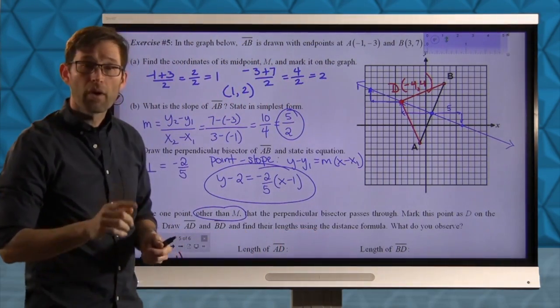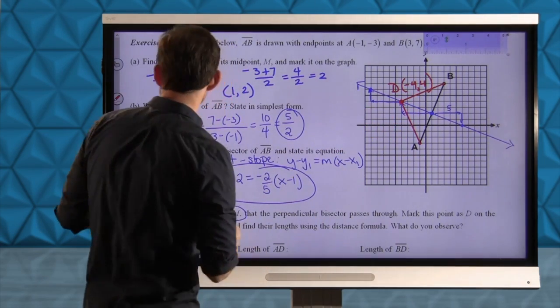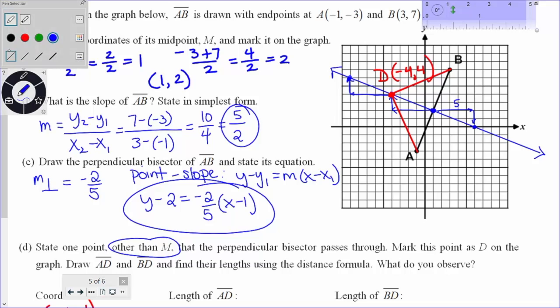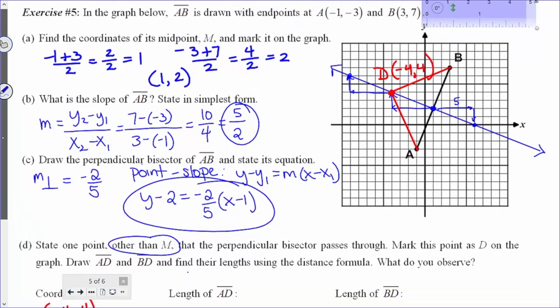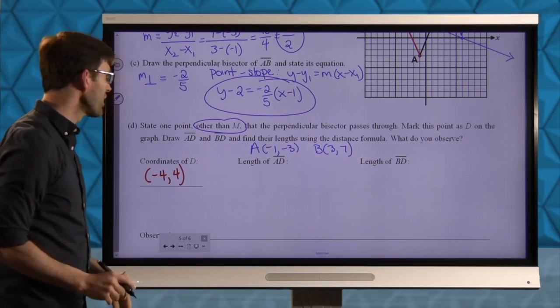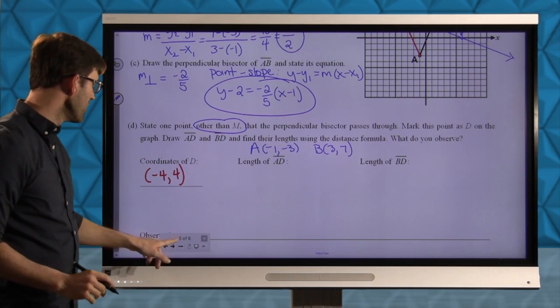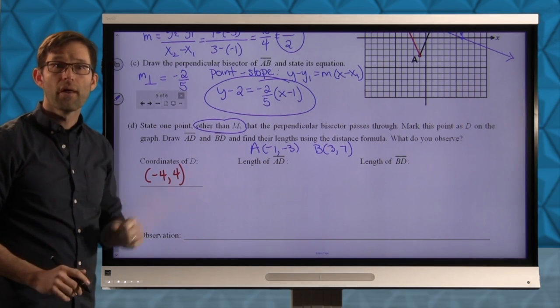All right, and what I'd like to do now is actually calculate the length of AD and the length of BD. Real quick, I think I'd like to write down the coordinates of A and B first. A is negative 1, 3. B is 3, 7. And now let's figure out the length of AD and the length of BD and make an observation about it. Let's do AD together and then you can do BD.